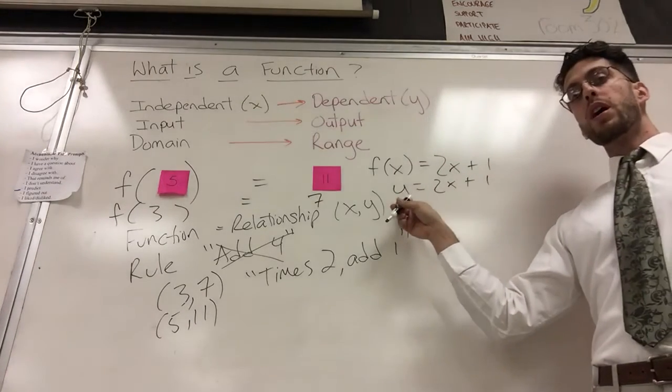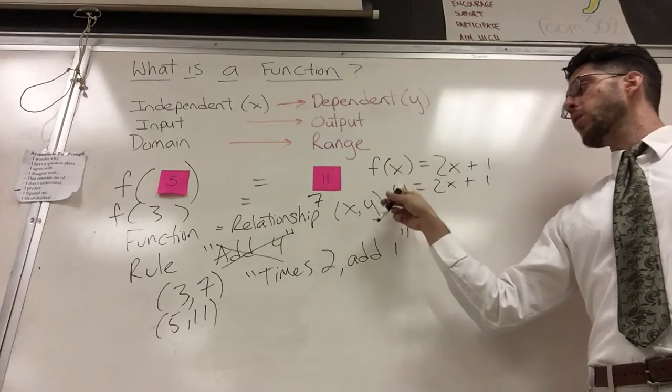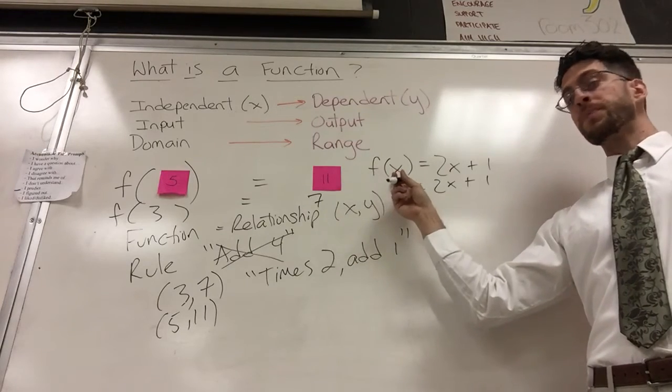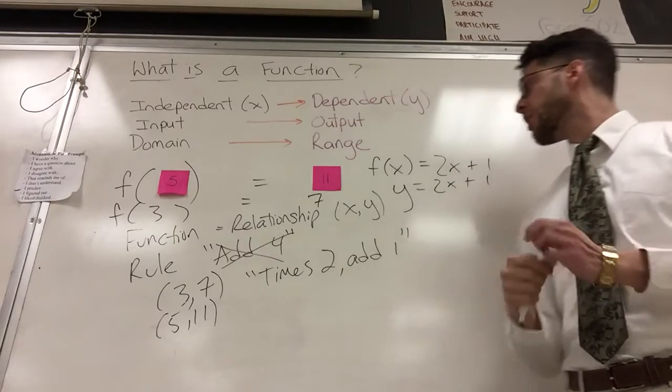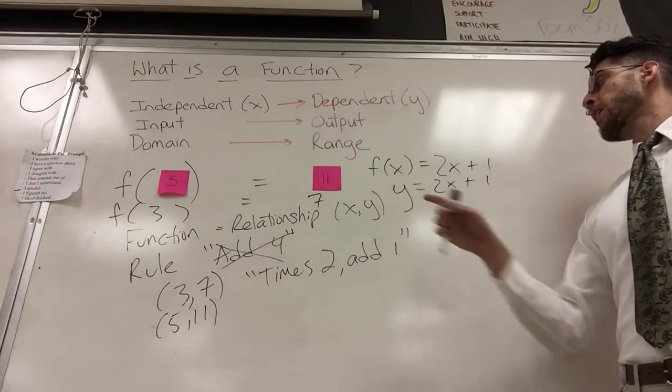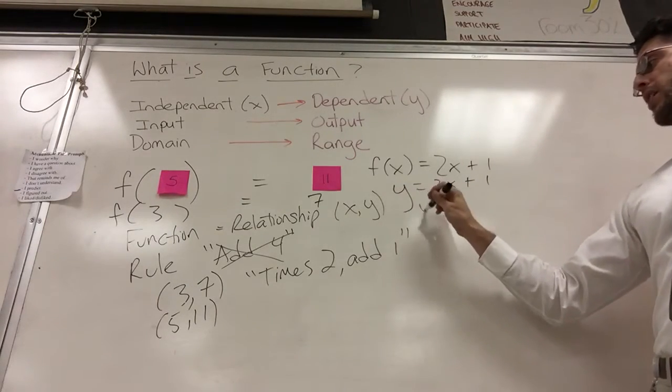So instead of writing Y, I write F of X. It's the same thing. Y means output, F of X means output. The output is what happened after the machine did its thing. Okay? And this should look familiar as a general form.